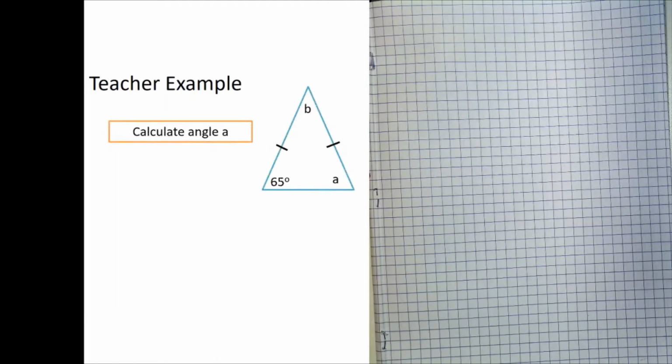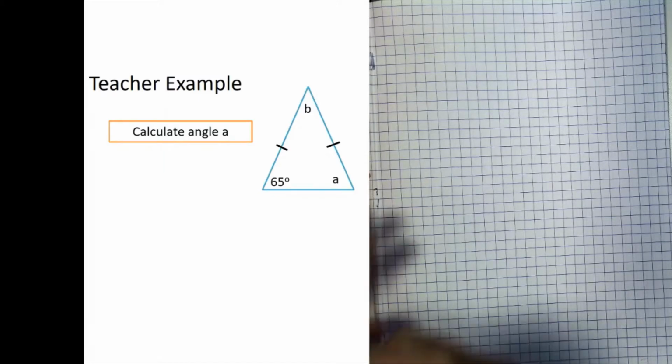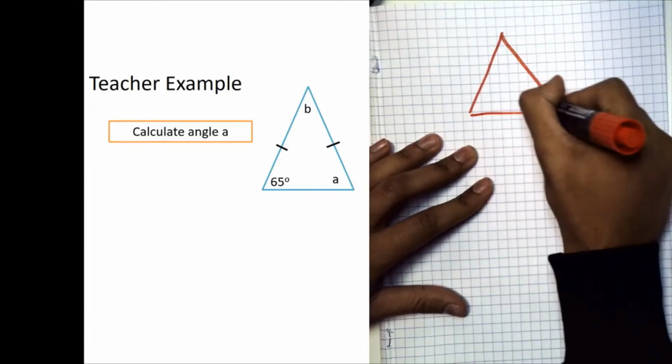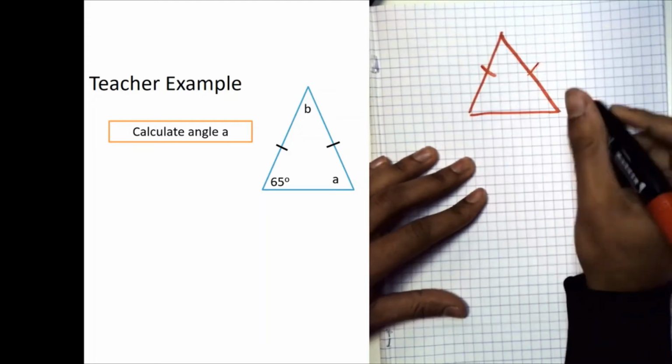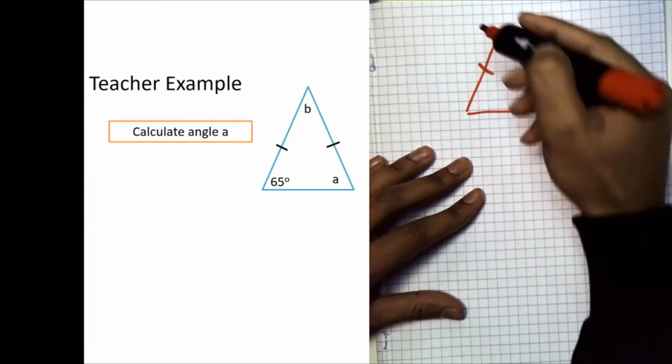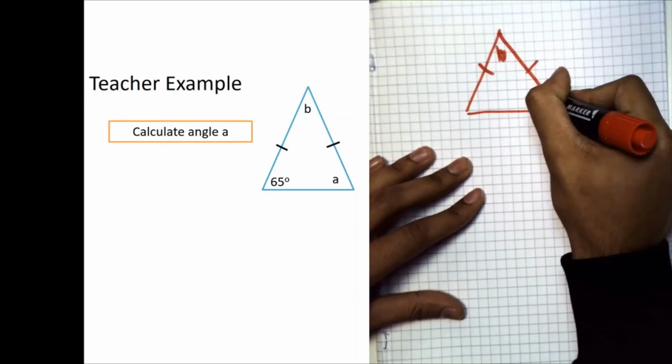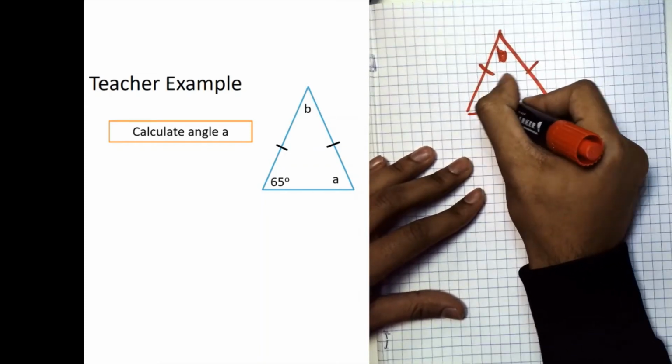Let's just say that we were told to calculate the size of angle A. So let me draw the triangle. We're told that these two lines are equal. We have an angle over here called B, an angle over here called A, and we have this one at 65 degrees.